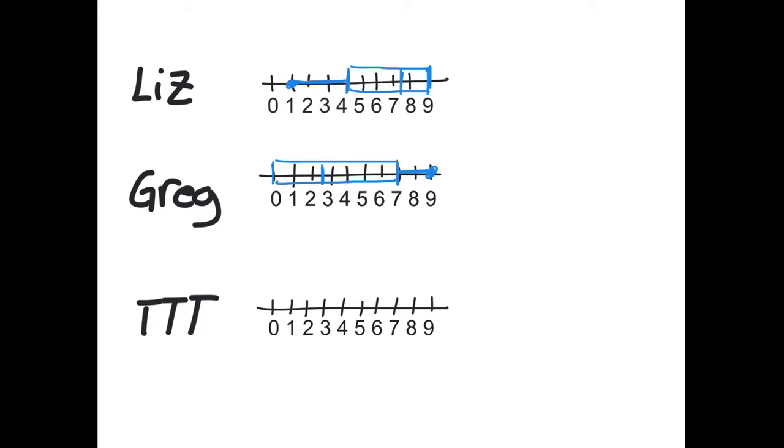Finally, let's draw Tommy Two Tones. Remember that he had each number exactly once. His median was 4.5. His lower quartile was at 2, and his upper quartile was at 7. So his interquartile range is actually the same as my phone number. His maximum value is 9, and his minimum value is 0.